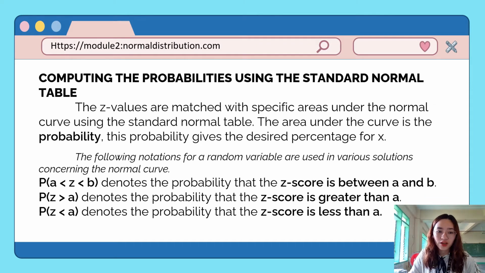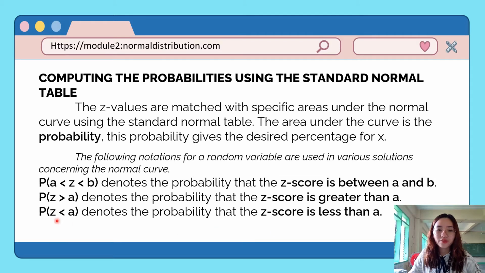We will use the following notations for a random variable concerning the normal curve. So the first notation is probability of z less than b greater than a. And this denotes that the z-score is between a and b. Next, the probability of z greater than a. And this denotes that the probability of z-score is greater than a. And P, probability of z less than a. And this denotes that the probability of a z-score is less than a.